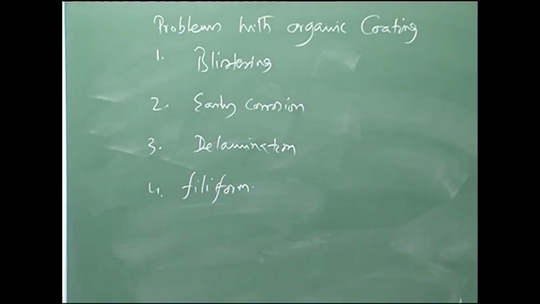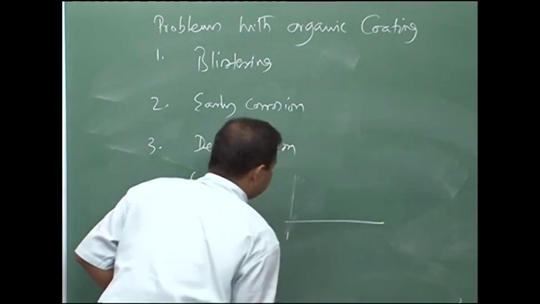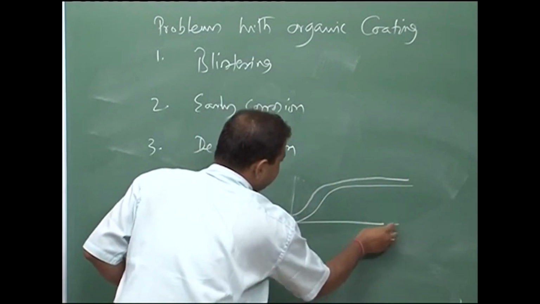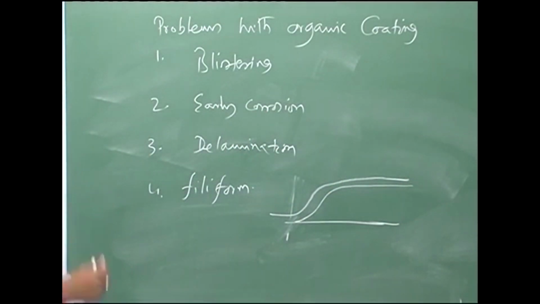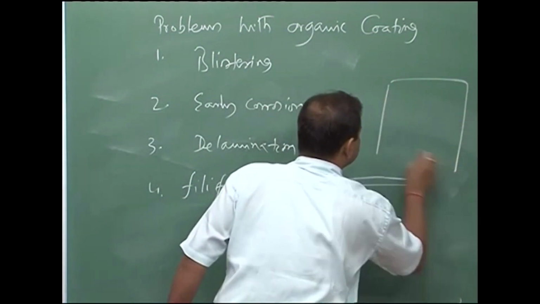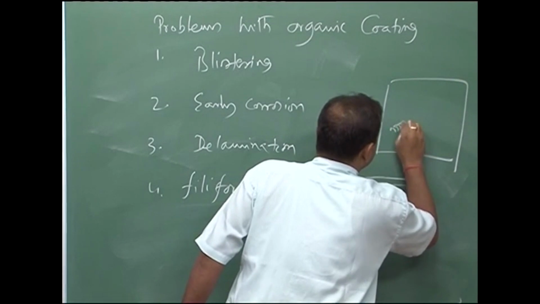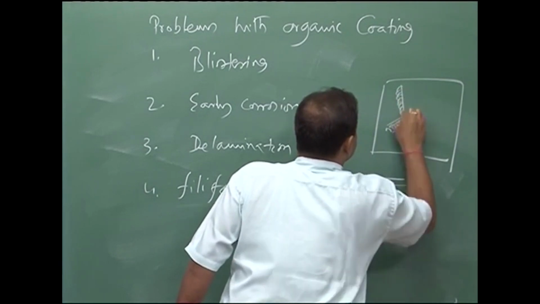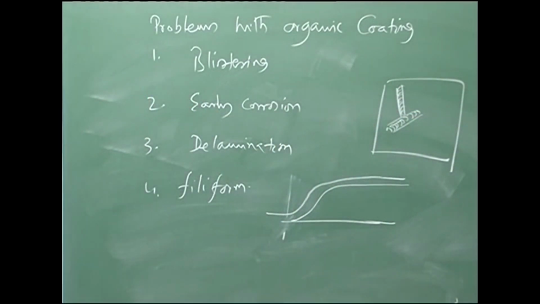Filiform corrosion is also another type of crevice corrosion, where, let us say, this is the metal surface and this is the paint. So, the paint is actually peeled off like this, and they will form a sort of filament on the metal surface. So, there could be filament type of growth like this. Again, another one would come like this. So, this kind of filiform corrosion can happen on the painted surface. So, these are the common problems with organic coating.